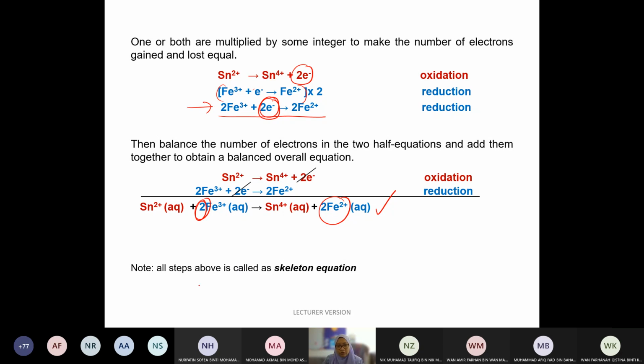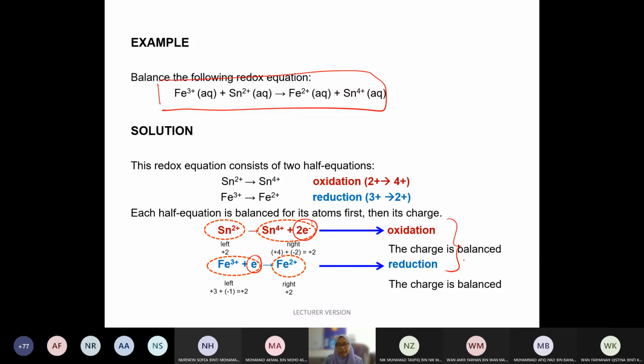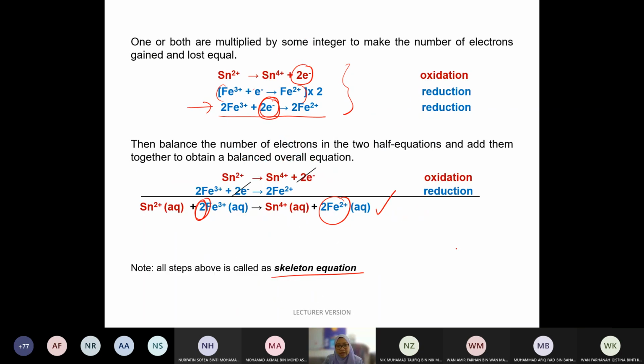Now, all the steps above are called skeleton equations. These are the steps, this is the working solution, and this one just now. These are all skeletal. We consider them skeletal equations, but the one the question wants is this one, the working solution. Normally for balancing an equation, the maximum is 5 marks, and the minimum will be 3 marks. That is for this type of question.